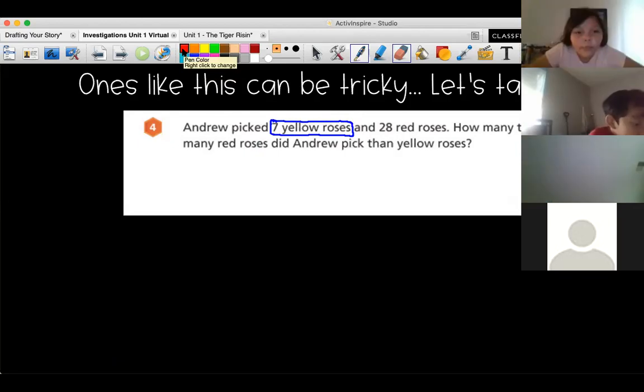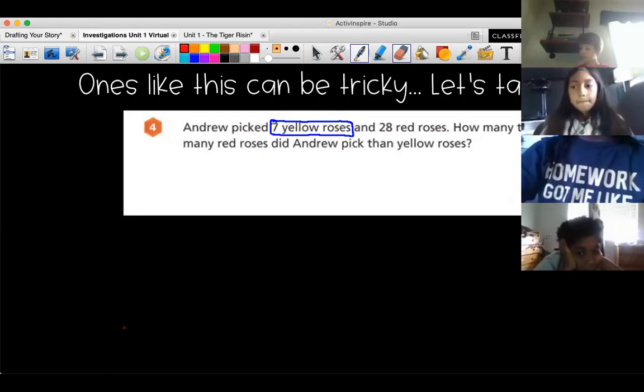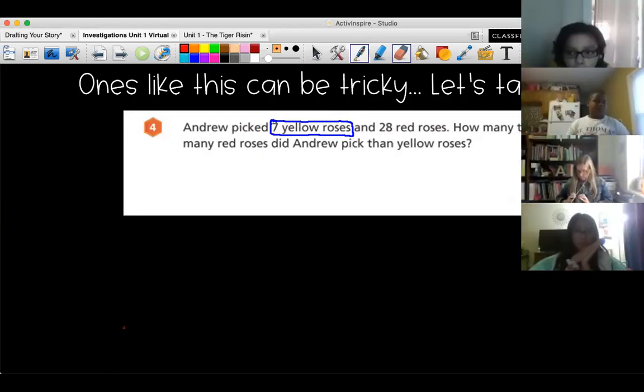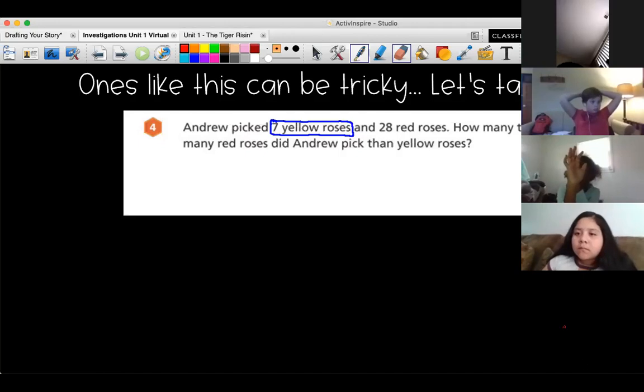What's something else in this problem that's important that we could circle, to highlight that we understand it? We know there are 7 yellow roses. What about the 28 red roses? Is that important? Yeah, I think. Okay, so we're going to circle that part, 28 red roses. And then what is this question asking us, Ania?